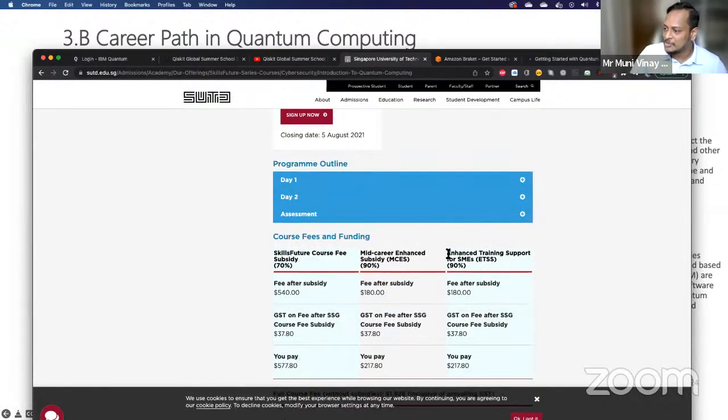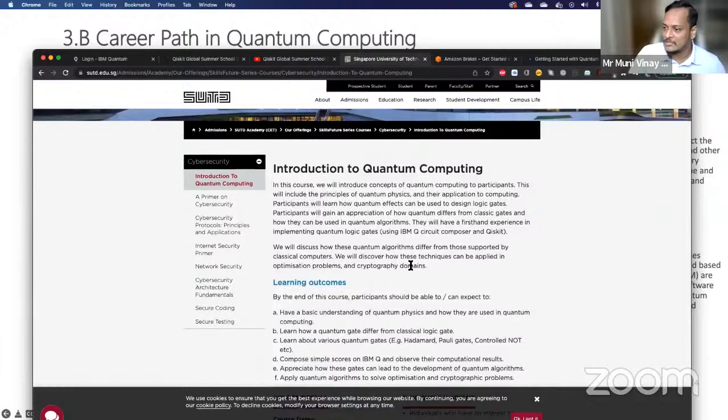And also, if you're in mid-career, which falls into the non-technical mid-managers, and you're keen to understand what a quantum computer is, you also have enhanced training support for SMEs, and mid-career enhanced subsidies, MCEs. So you can tap this, and then you can learn these courses. This is very powerful because I myself looked through it, and it also collaborates with your Qiskit and IBM quantum computing, and helps you familiarize with these topics. A very, very crucial way to learn these concepts.